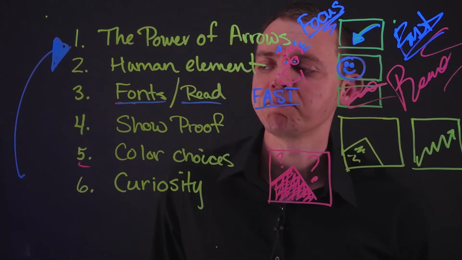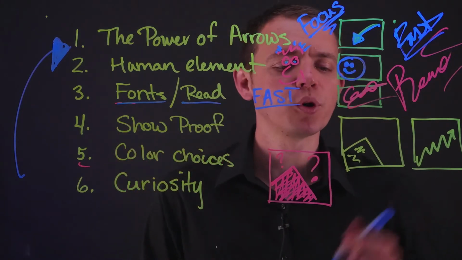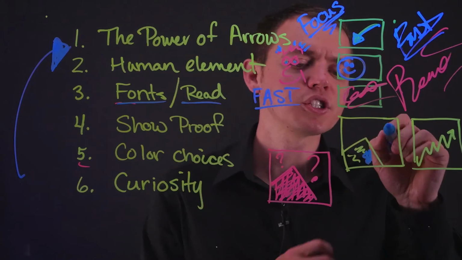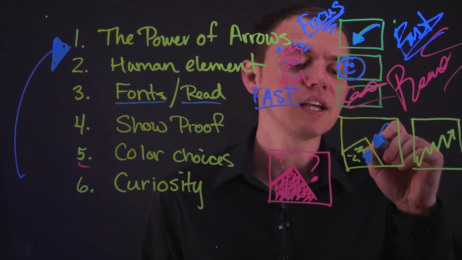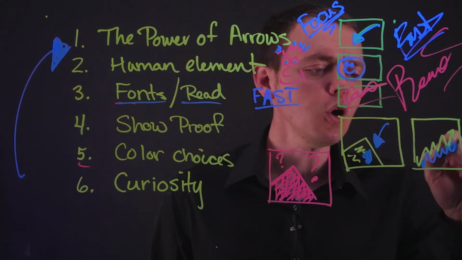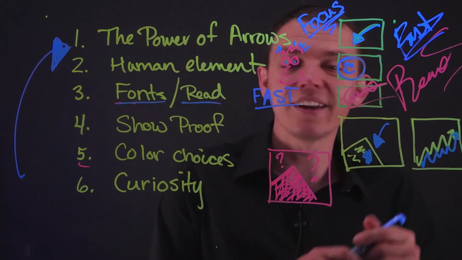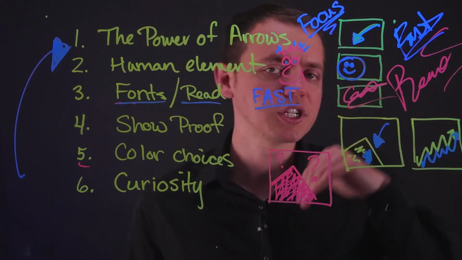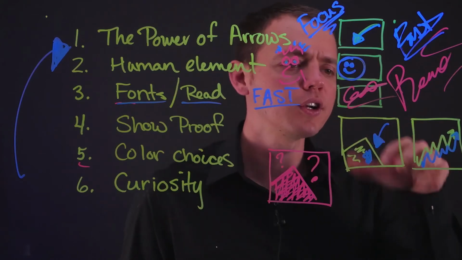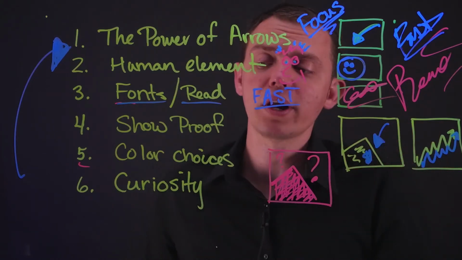Number 4 is showing proof. Showing proof of how much money you made, or going in with an arrow pointing to these kinds of things. It could be a chart or a graph that shows some kind of result. That can get people more interested because they're curious about the result, and it just gives that video a little more credibility.